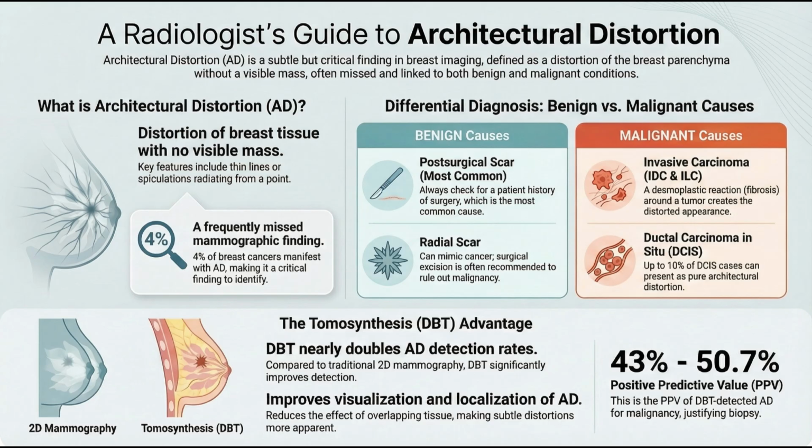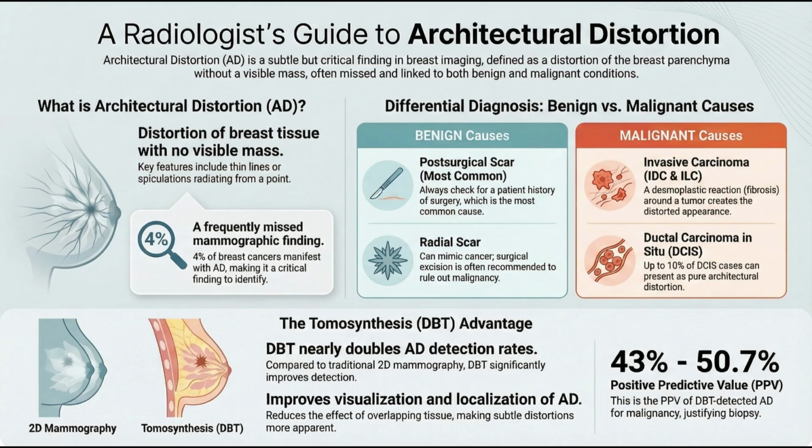Which 3 primary types of malignancy are most notorious for presenting as pure architectural distortion? The main ones are invasive ductal carcinoma, or IDC, invasive lobular carcinoma, ILC, and ductal carcinoma in situ, DCIS. Let's start with IDC, the most common type.